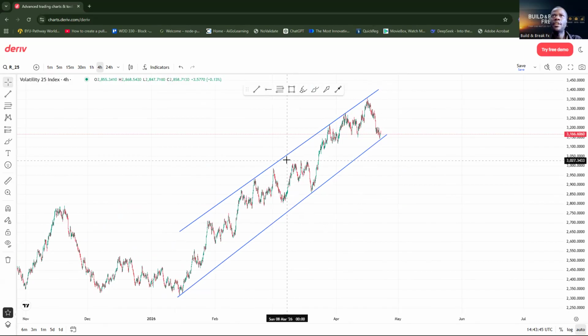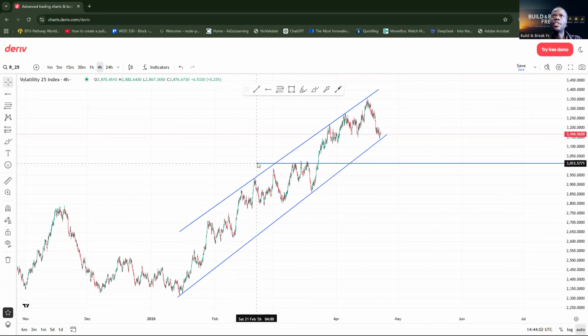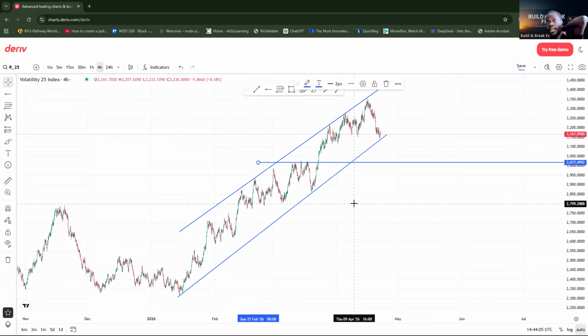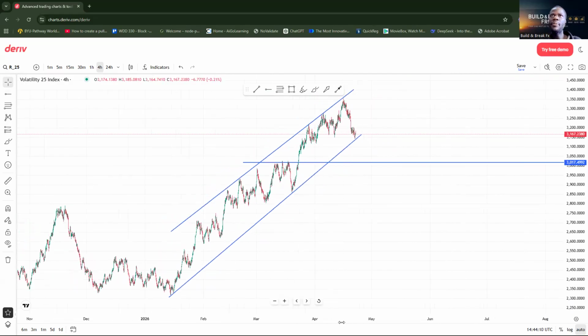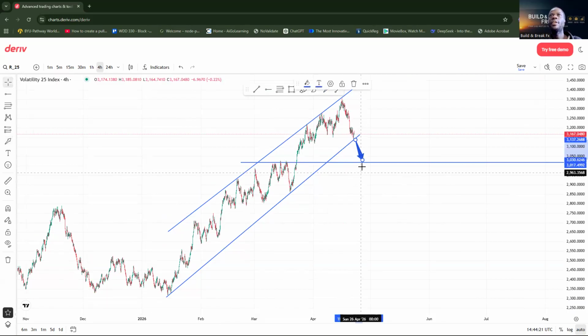We have this, it was formerly what? So this was formerly a support, also a resistance. If I can draw another trend line here, right? So if it managed to break this resistance or support, it will come here. After it comes here, it will go back up.